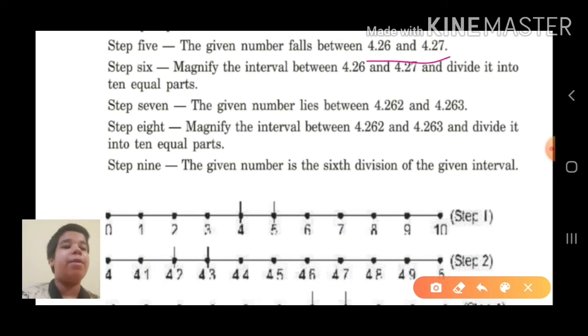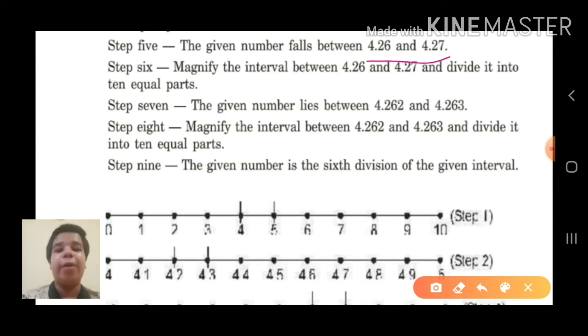Now step 7 is the given number again lies between 4.262 and 4.263. And step 8 is magnify that interval between 4.262 and 4.263 again into 10 equal parts. It would be like this: 4.2621, 4.2622. Now step 9 is the given number, which is 4.2626, would be the sixth division of the given interval. So we have completed this question also.